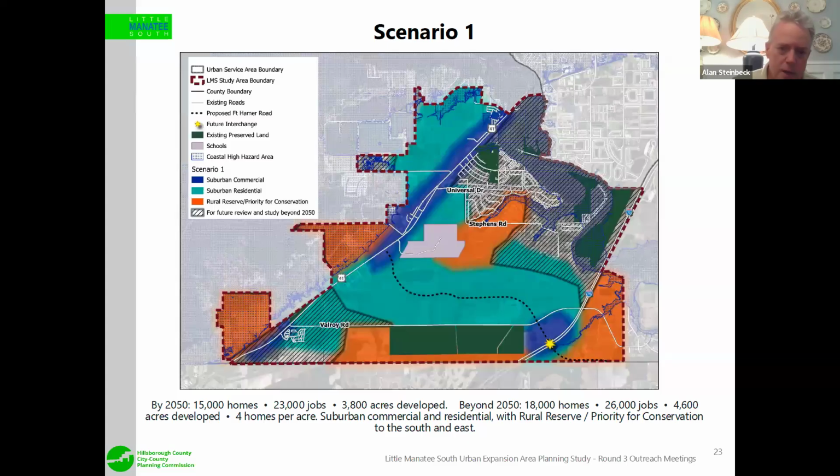You see in the orange areas of conservation. So even though the footprint is rather big, there's areas proposed for conservation, mostly west of 41 and south along the county line, but also within the area of the river itself.